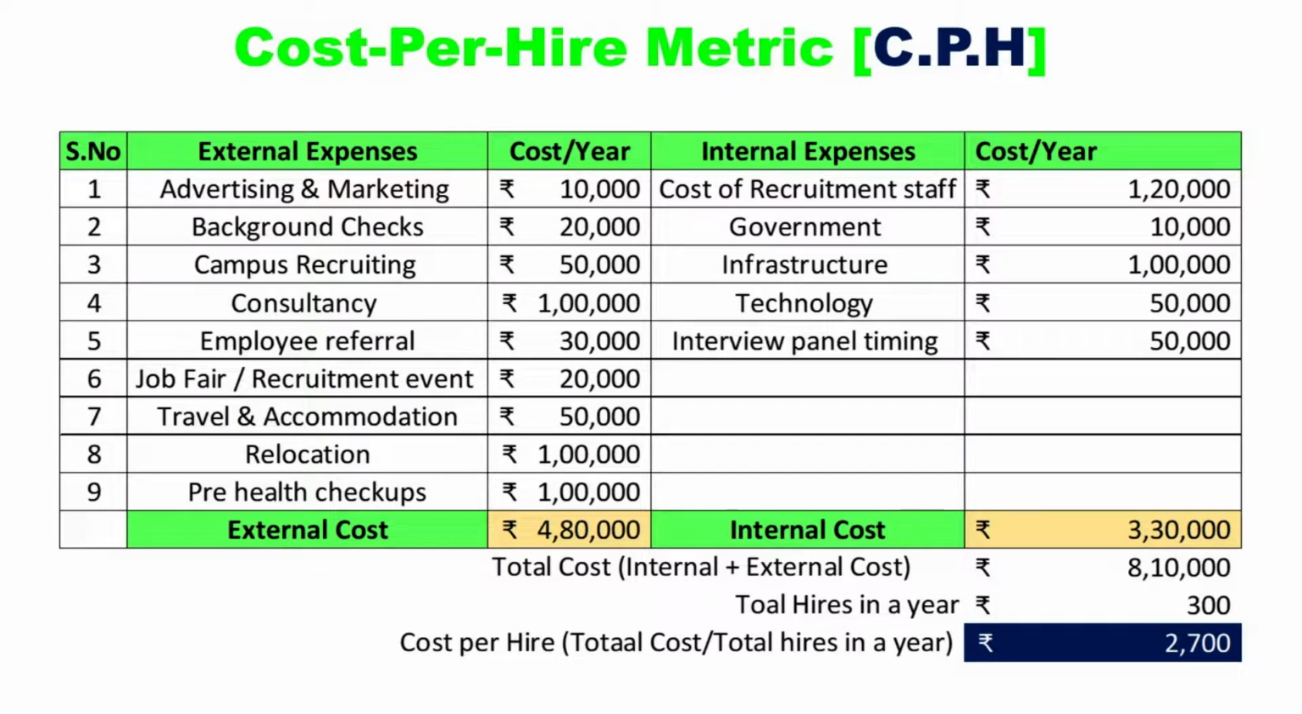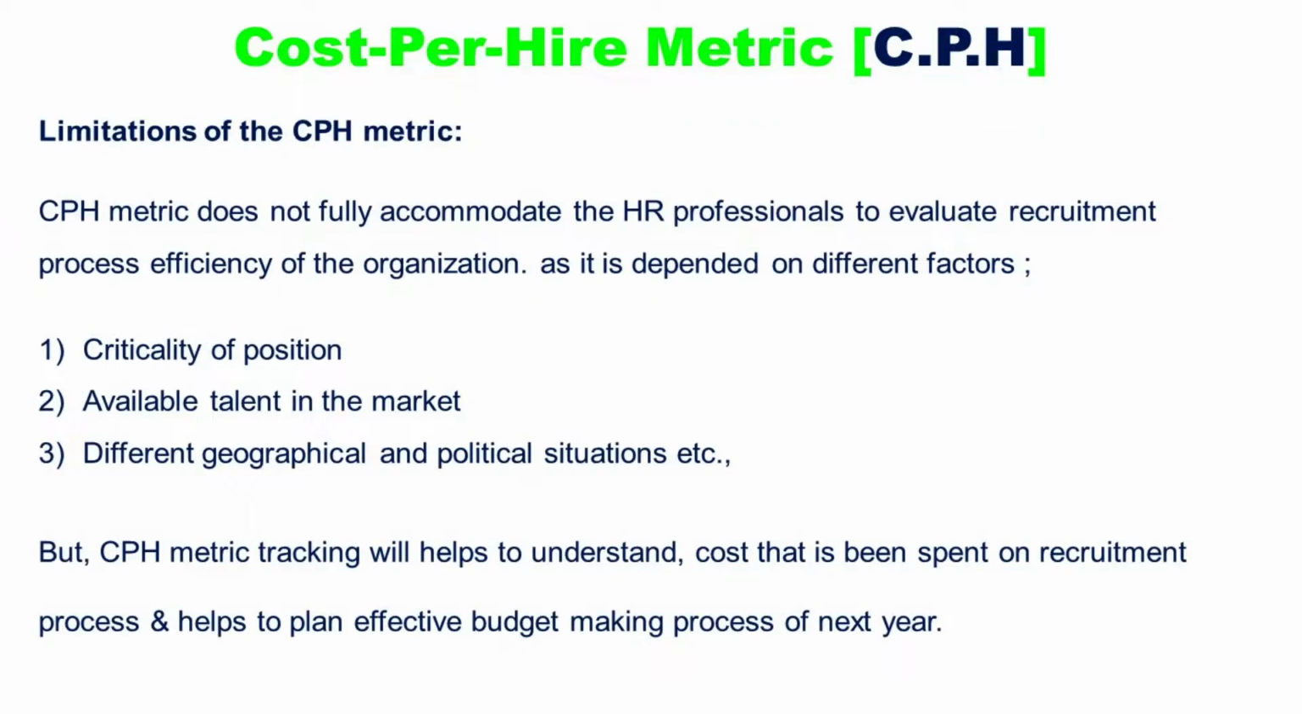Coming to the limitation of CPH. The CPH metric does not fully help HR professionals evaluate the recruitment process efficiency of the organization, as it is dependent on different factors: criticality of position, available talent in the market, and different geographical and political situations, etc. But CPH metric tracking will help to understand the cost that is being spent on the recruitment process and helps to plan an effective budget-making process for next year.